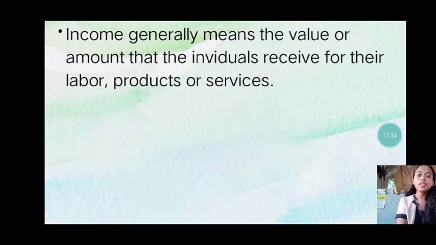So on the other hand, income generally means the value or amount that individuals receive for their labor, products, or services. So, di ba, when we say that in sustainable development or in sufficiency, we strive to have less in everything that we do. So, the goal of sustainable development is to have less consumption. So, when there is less consumption, less income will be needed to suffice our needs kay less ra man atong i-consume. So dapat less ra unta pod ang income nga magamit.